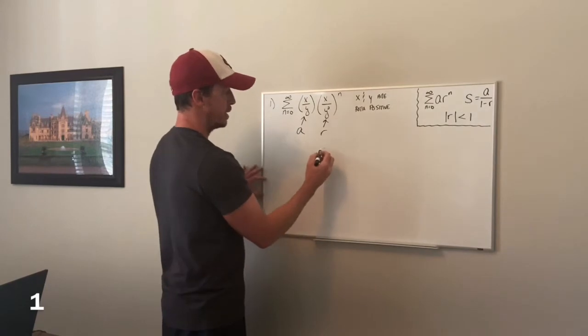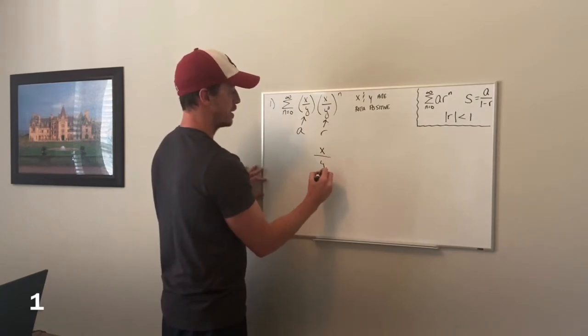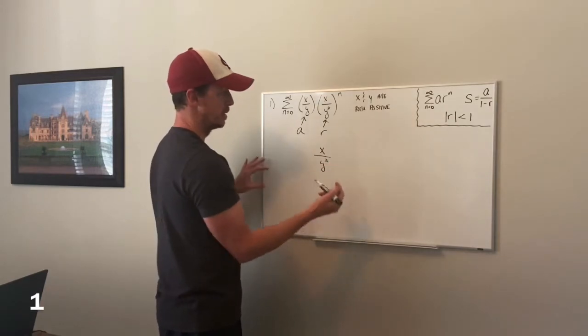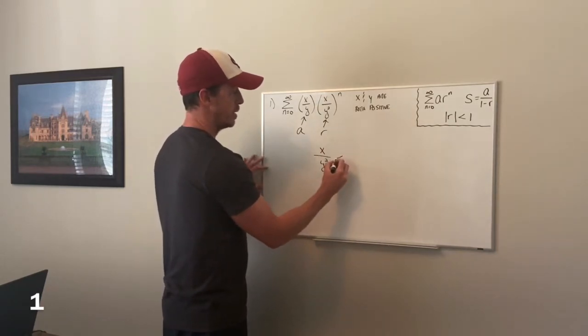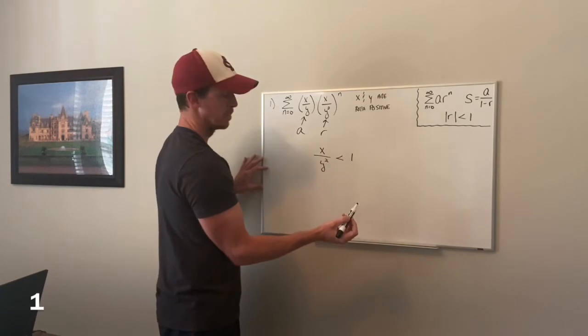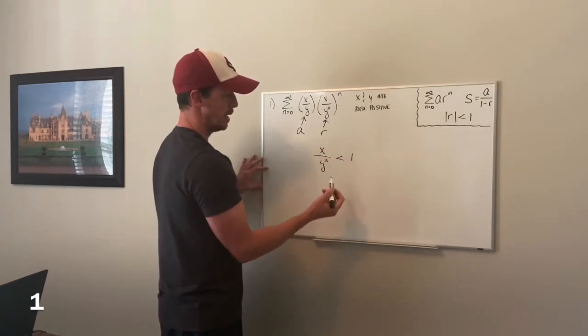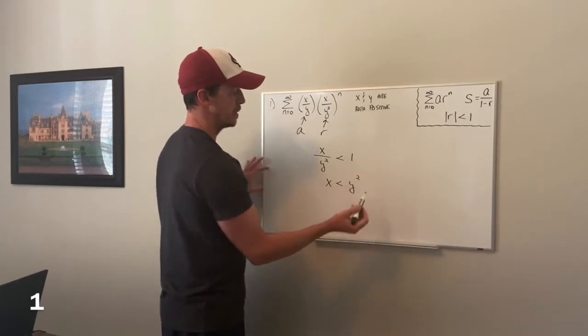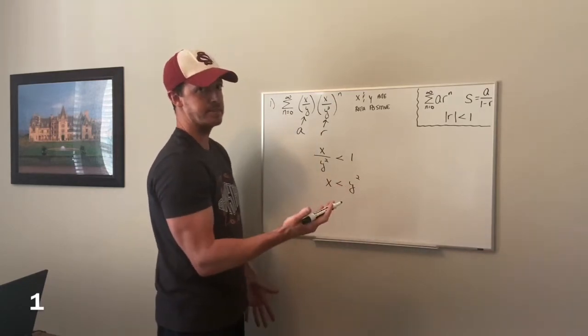So the only thing you really had to do in number one was say, all right, well, X over Y squared, you don't need the absolute value because X and Y are both positive. X over Y squared has to be less than one. And then we can just do some regular old algebra here. I can multiply both sides by Y squared. X has to be less than Y squared. That's it. That's the whole thing.